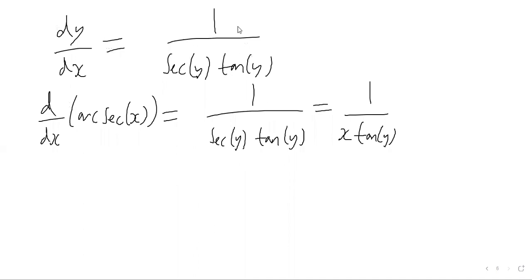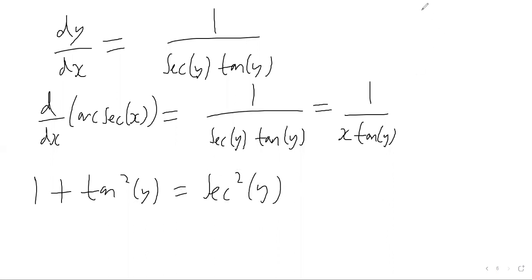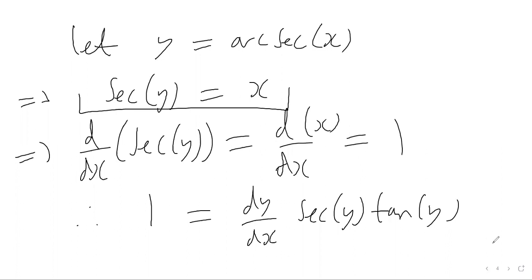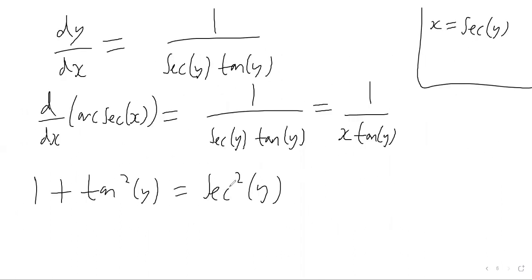Okay, so we know from trig identities that 1 plus tan squared y equals sec squared y. And remember from the previous slide that x equals sec of y. And we know that from this bit there. So therefore, this means sec squared y is going to be x squared. So x squared there, and a 1 plus tan squared of y there.